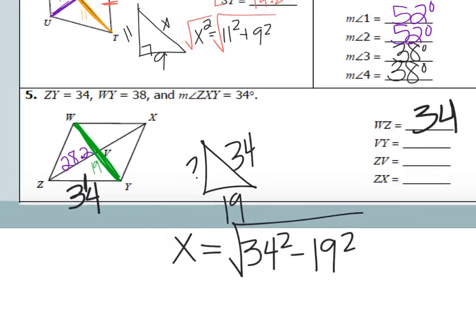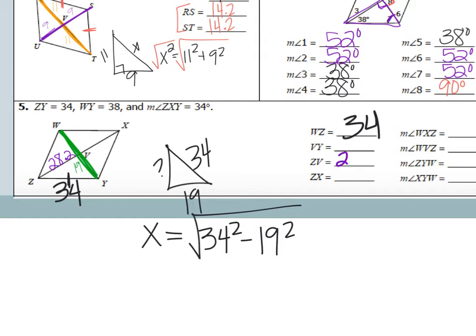Okay, so ZV is 28.2, which means ZX is double that. 28.2 times 2 is 56.4. So 56.4. And VY is 19. We use that to solve for that.